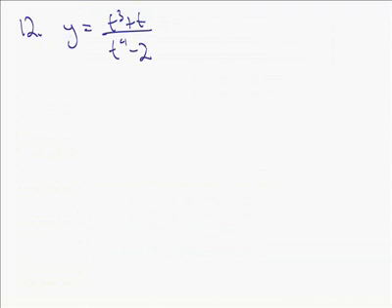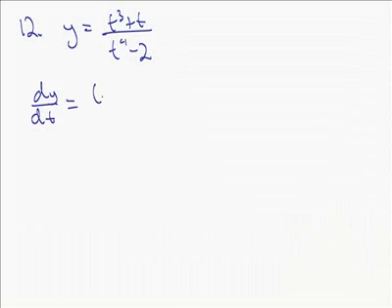Try a couple more problems here. How about number 12? Looks like we have a function y equals t cubed plus t divided by t to the 4th minus 2. All right, I'm going to find the derivative here. We have a quotient, and it doesn't look like we can simplify our way out of that, using the quotient rule here. So our correct derivative notation is dy dt. Make sure you use that.